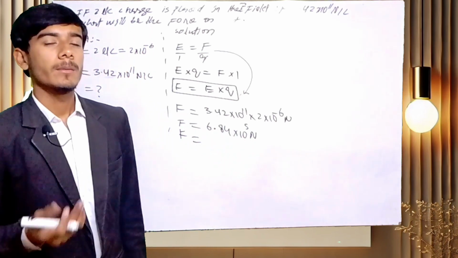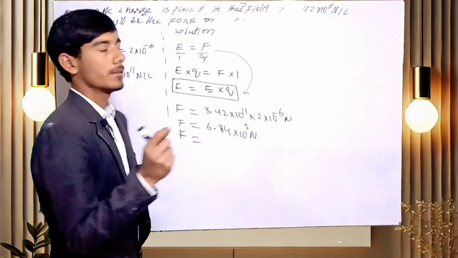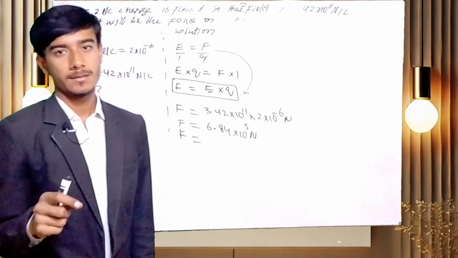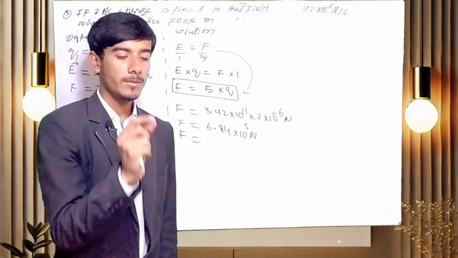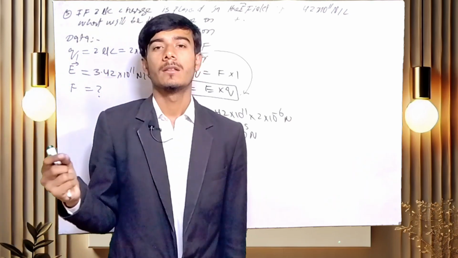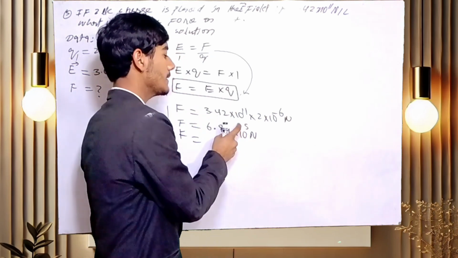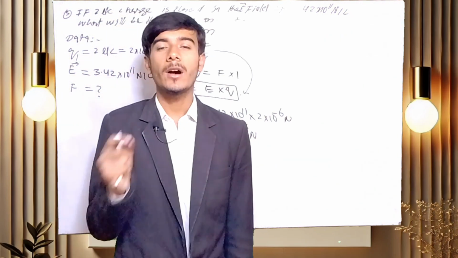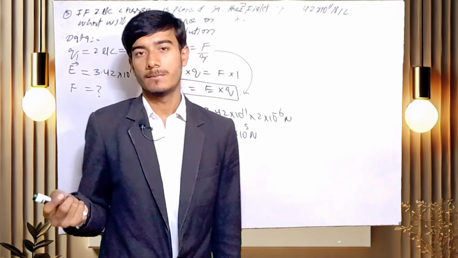However many times I shift the decimal to the right side, the power will be decreased because the power will be negative. If I move the decimal to the right side, the power will be negative and this will cancel the power. And if I move the decimal to the left side, the power will be positive. Okay.